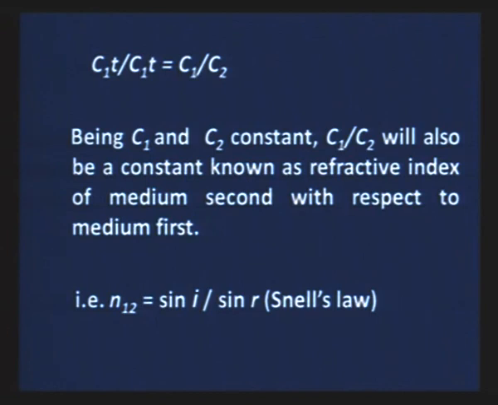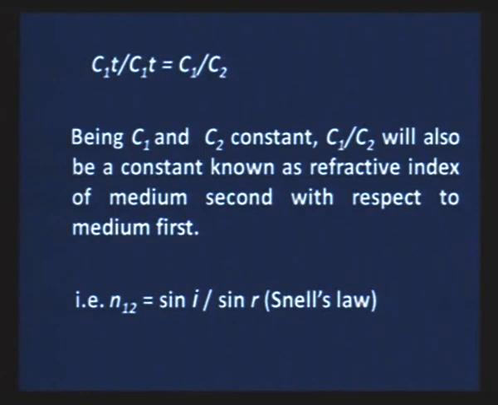and constant in one particular medium, for the same time their ratio also remains constant, and this ratio is known as the refractive index of the second medium in which light is passing with respect to the first medium, and we can write it with the symbol n12, that is sin I upon sin R. Again, in this case the incident wave, refracted wave and normal drawn are in the same plane, and this sin I upon sin R, which is equal to the refractive index, is also known as Snell's law.